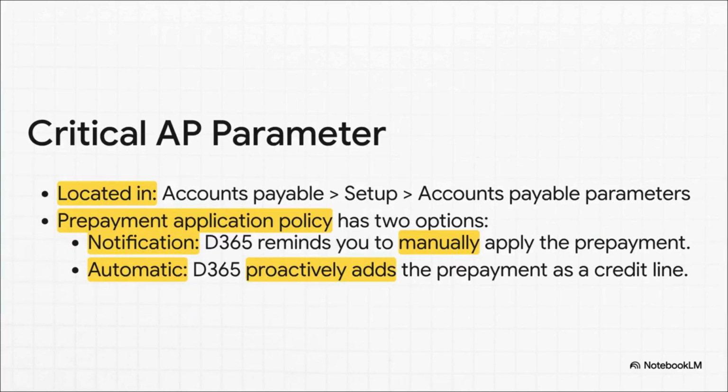Simple. Now, this application policy setting, this one is a big deal. It completely changes your user's experience. If you set it to notification, D365 will pop up a little reminder, but it's still on you to apply the credit manually. But if you choose automatic, the system does the work for you, adding that credit as a line item on the final invoice.